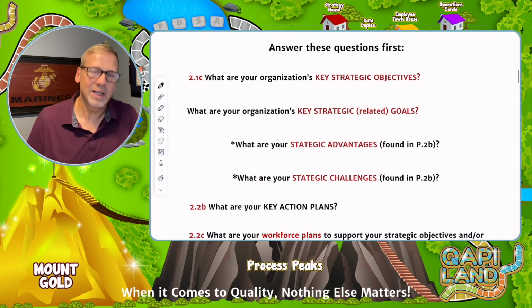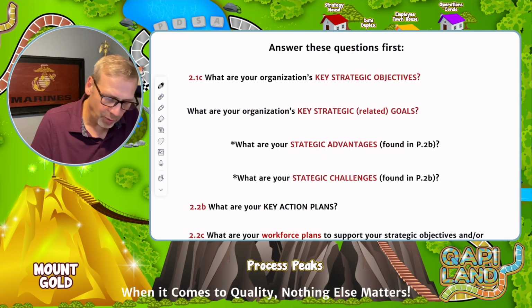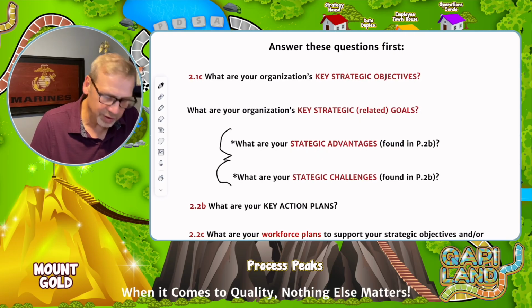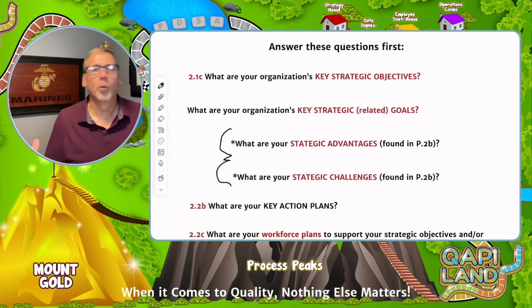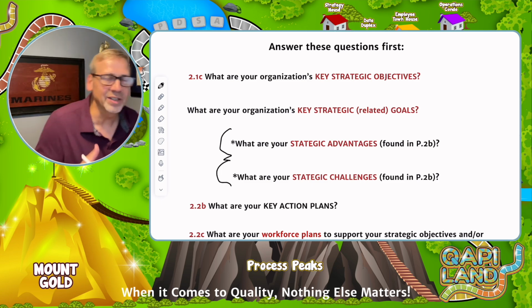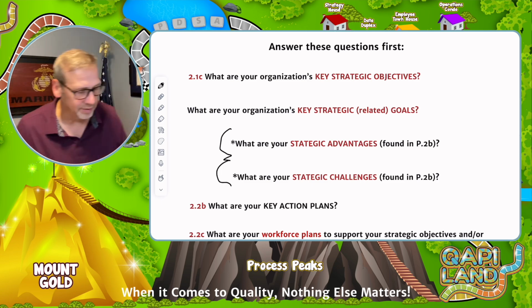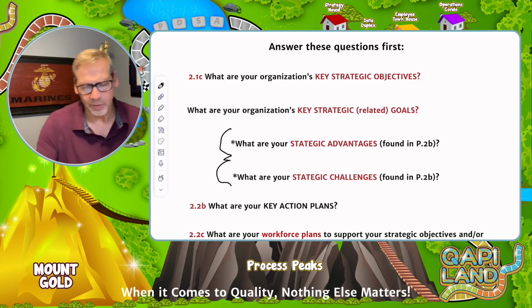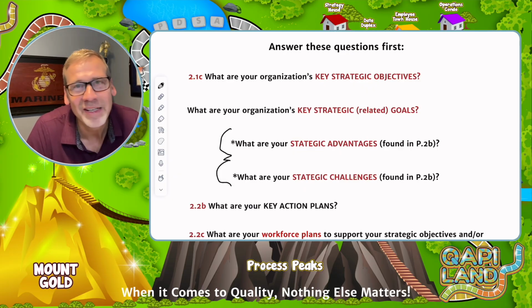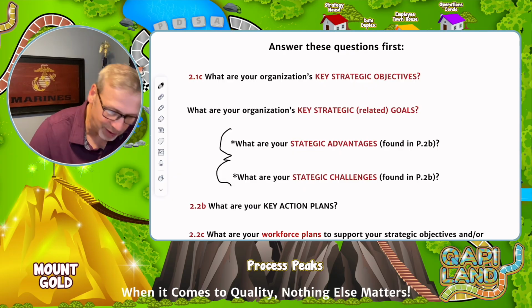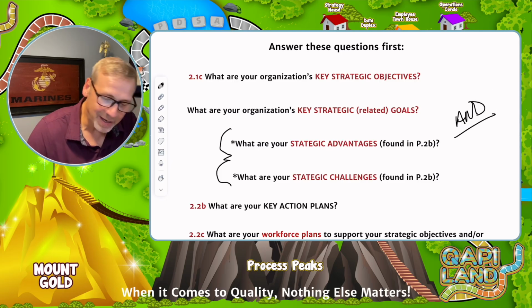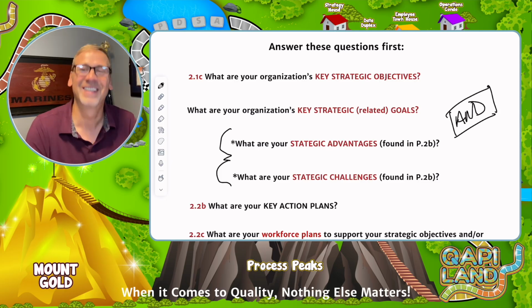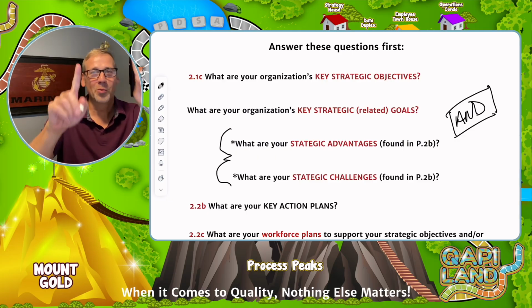And before we get to the first what question, I want to point out these 2. These are the 2 that I split out. They're normally one question: what are your strategic advantages and what are your strategic challenges? But I broke them out into 2 because anytime you see the word and, especially in capital letters, it means there's more than one part to the question.